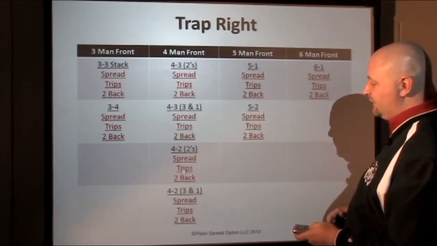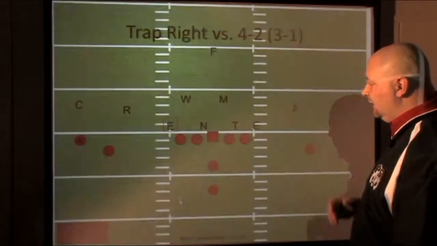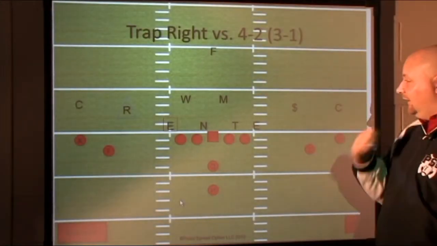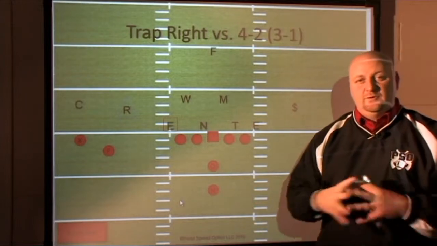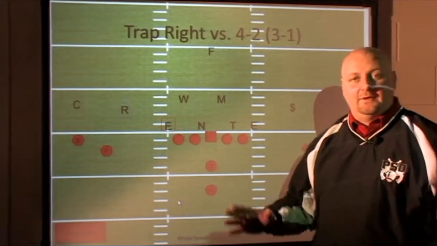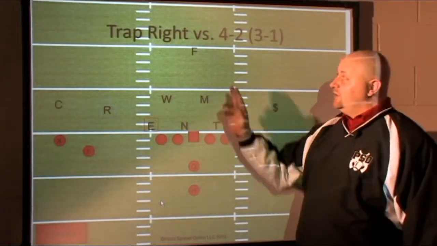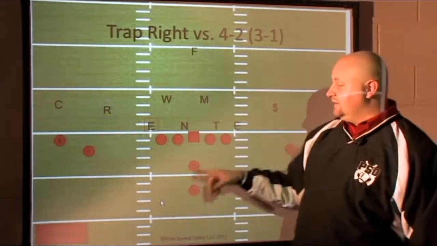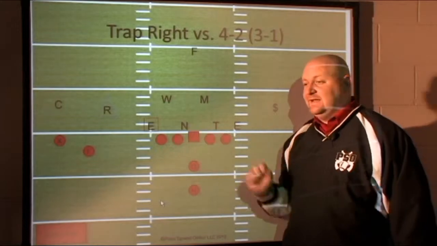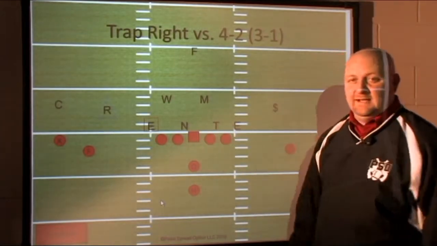All right, so what I'm going to do is pull up this 3 technique again. We like to trap this young man. We're going to trap the same rules we did with midline. We're going to trap the first 2 or wider to the play side. So if you look at the top here, we're in trap right versus a 4-2 with a 3 and a 1 technique. We want to trap right into that tackle.